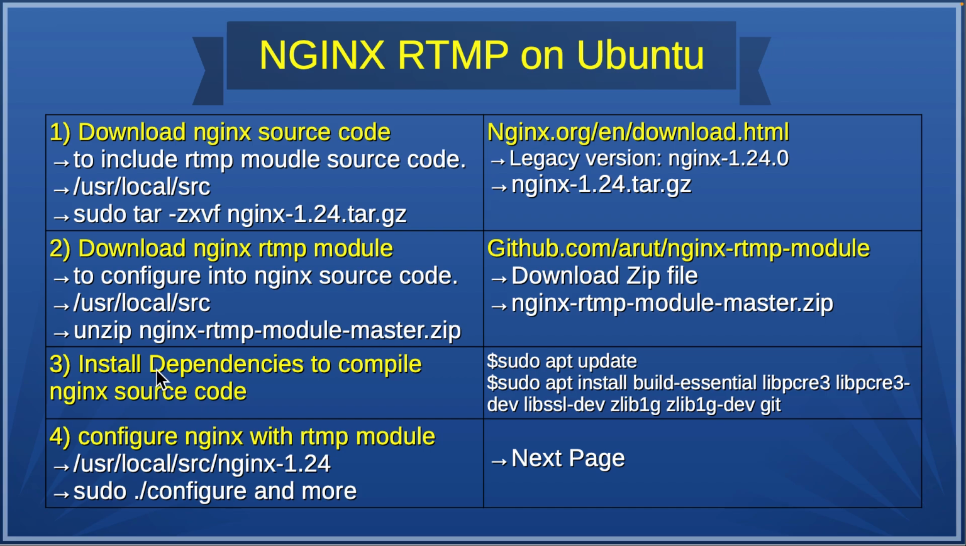And then you need to install dependencies to compile the nginx source code. These are the command lines to install dependencies on your Ubuntu Linux. Sudo apt update first, and then sudo apt install build-essential, libpcre3, libpcre3-dev, libssl-dev, libglib2.0, libglib2.0-dev, and git.